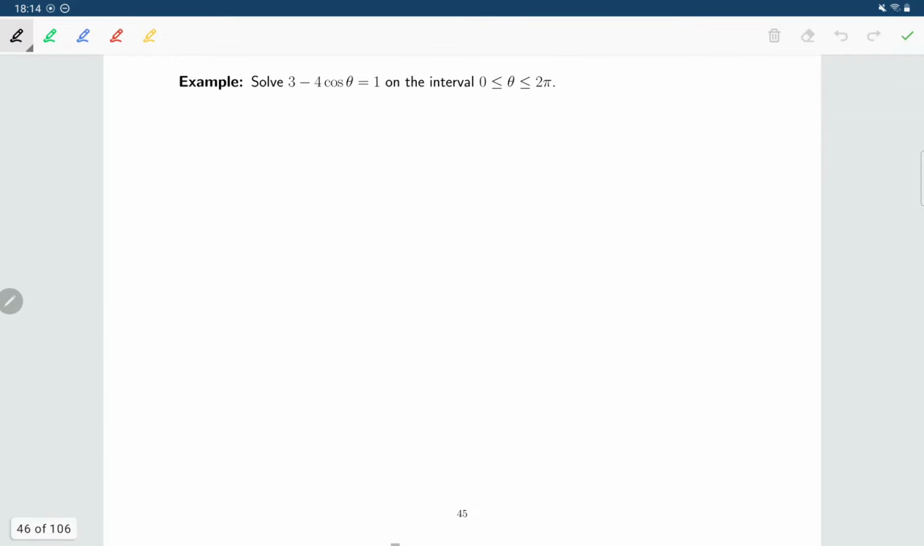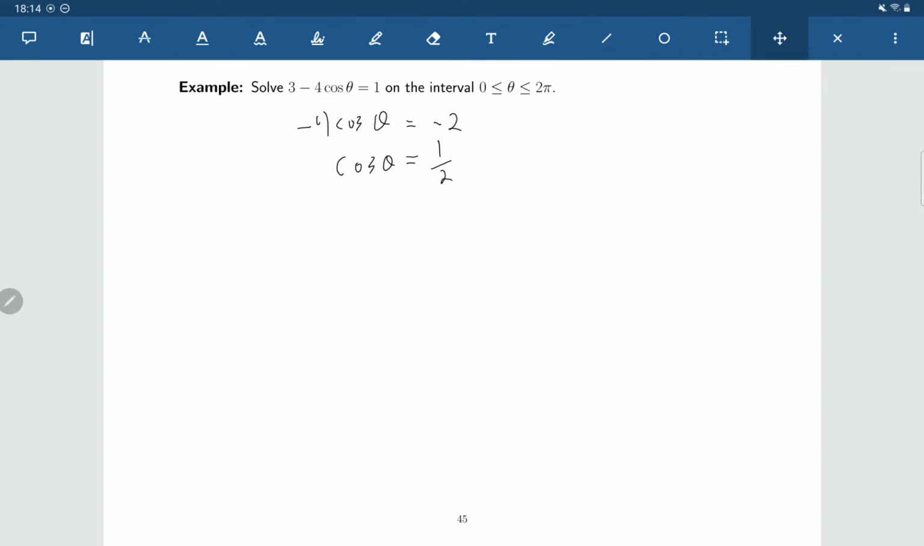Okay, let's do one that involves a little bit more work on our part. And so for this one, first I'm going to rewrite this as a single cosine function on one side. So I'll bring the 3 to the other, and then I'll divide by negative 4. And I have cosine of theta equal to 1/2.